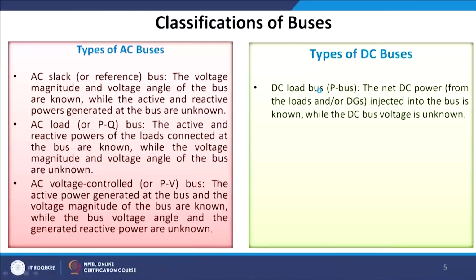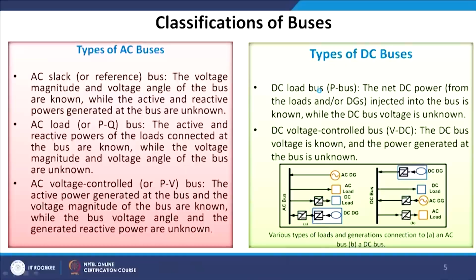Now, in DC bus, we have a P bus, which we call a DC load bus, where the net DC power injected into the bus is known while the voltage is not known. The P is known, but the V is not known, so-called DC load bus or P bus. Now, we will have one more bus called the VDC bus, that is the DC voltage controlled bus, where the DC bus voltage is known, but the power generated at that bus is not known. First one is P is known, V is not known. The second one is where V is known and P is not known.